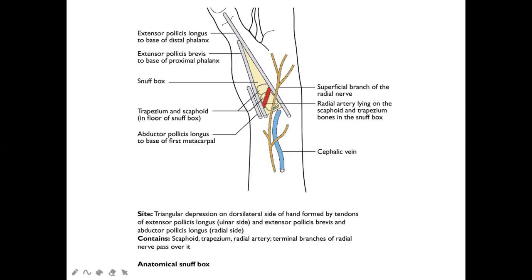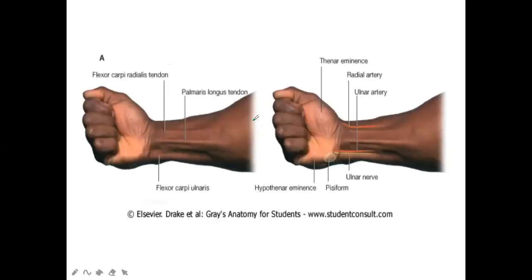And then the bones that we see within the anatomical snuff box are the scaphoid and the trapezium, forming the floor of the anatomical snuff box. All right, so that's everything you need to understand and appreciate there. You can take the pulsations of that vessel before it is closed off by these two tendons at that side. So that's basically that.